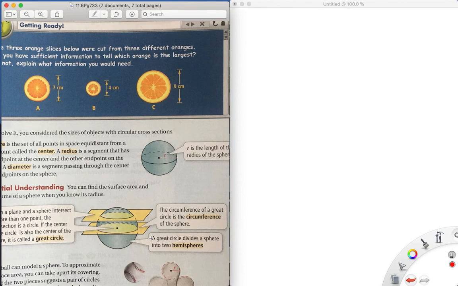At the point where the great circle occurs at the equator, it cuts the sphere into two halves, and those two halves are called hemispheres. Hemi meaning half of a sphere.